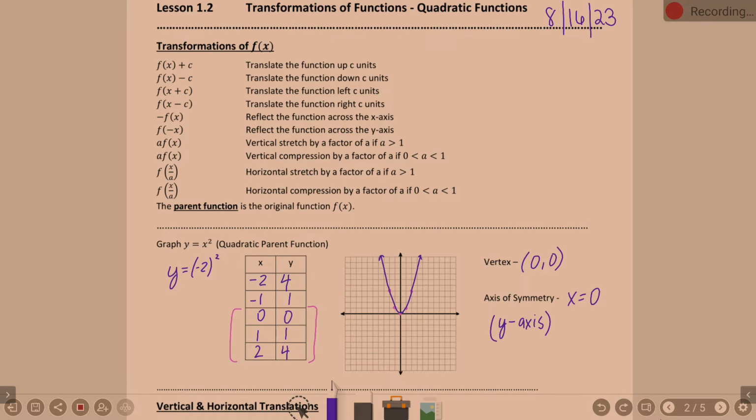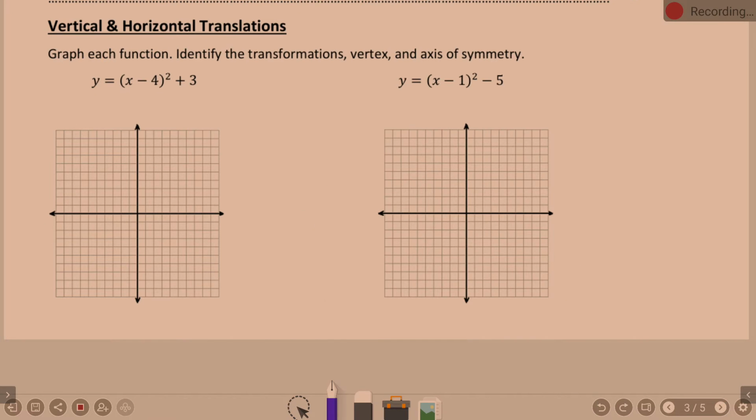Okay, let's do some practice. Graph each function, identify transformations, vertex, and axis of symmetry. Now, one thing, come quiz or test time, you've got to be able to identify. We saw the absolute value, your brain was supposed to think V. Here, we see the squared. That's when my brain has to think, oh, that's that U shape, right? That's that parabola. Now, guesses as to what this parabola is doing?